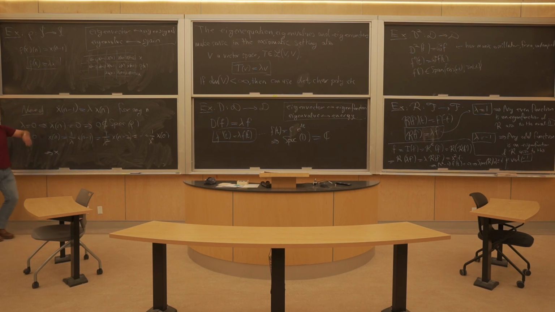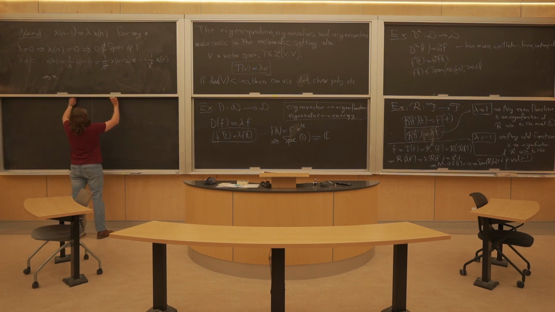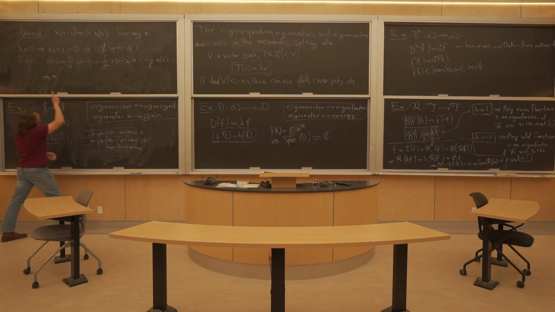I mean, write down the ticker tape, right? I'm saying that if lambda were 0, x of n minus 1 is 0 for any n. So this is 0, this is 0, this is 0, this is 0. No matter what n is, it is 0. Okay. That's literally the 0 signal. It's your 0 vector. Yeah.